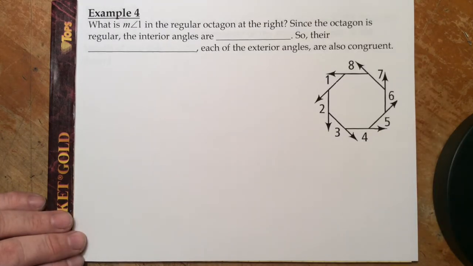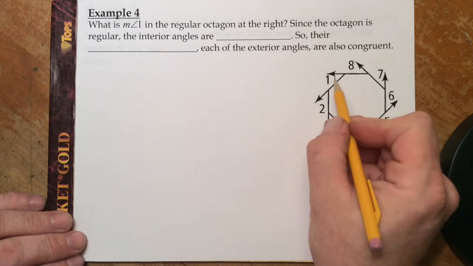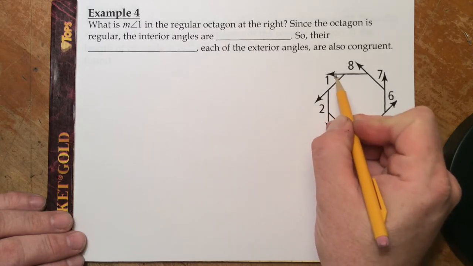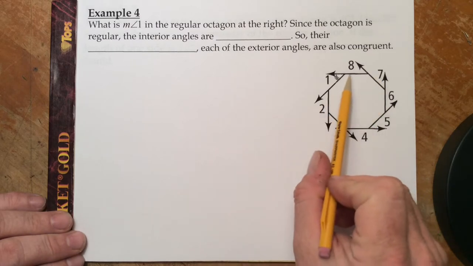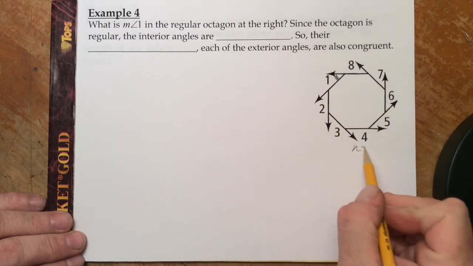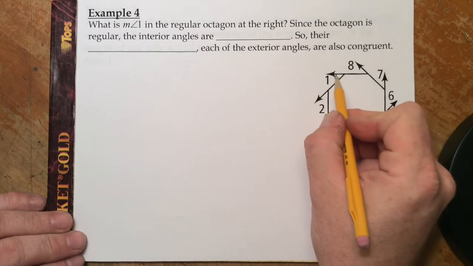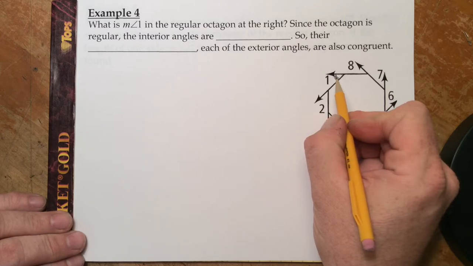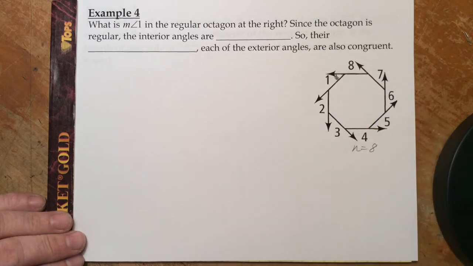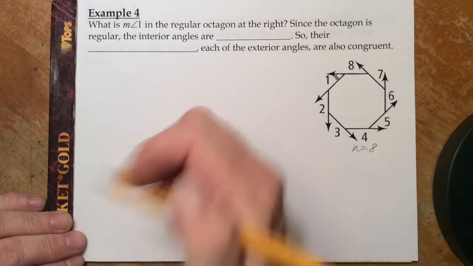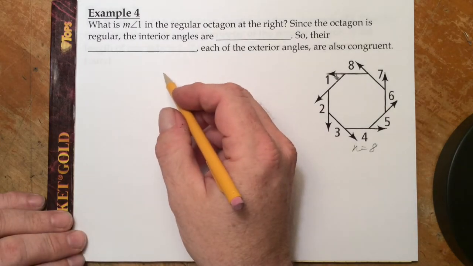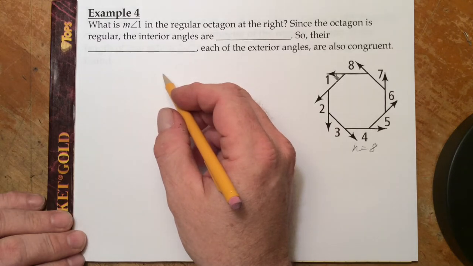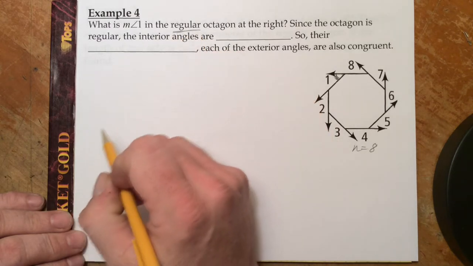Example 4. What is the measure of angle 1, right here, in the regular octagon at the right? This is an octagon, it has 8 sides, so n is 8. And this is an exterior angle off of the octagon. We discussed in our notes, by the Polygon Exterior Angle Sum Theorem, that no matter what kind of regular polygon you have, you can always take 360 degrees and divide it by the number of sides. Now that's for regular polygons.